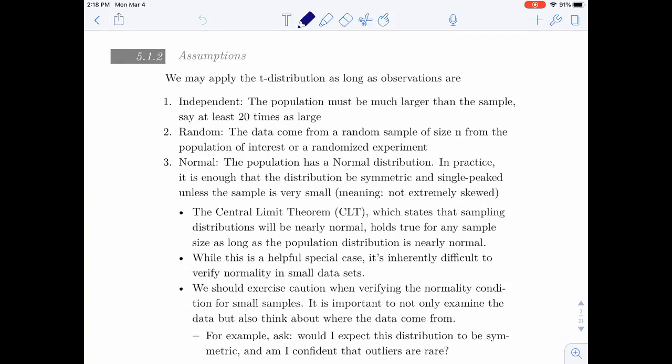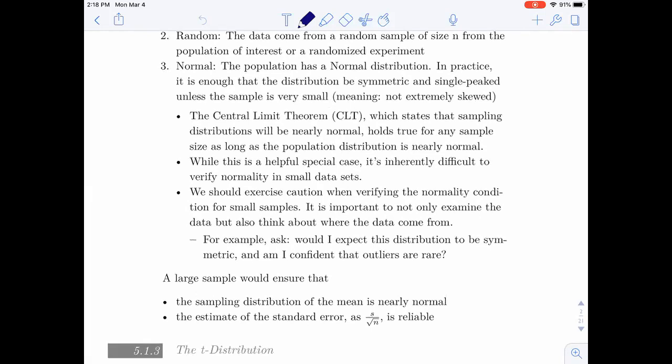Then from 3 onwards, all I'm basically saying is, as long as you have a large enough sample, so a sample size larger than 30, let's say, you can assume that the assumptions for a t-distribution are satisfied, right? Just by the central limit theorem.